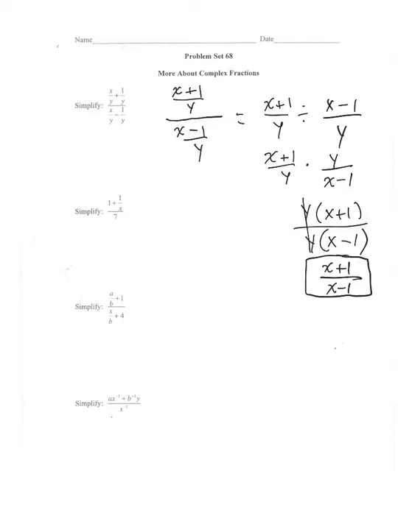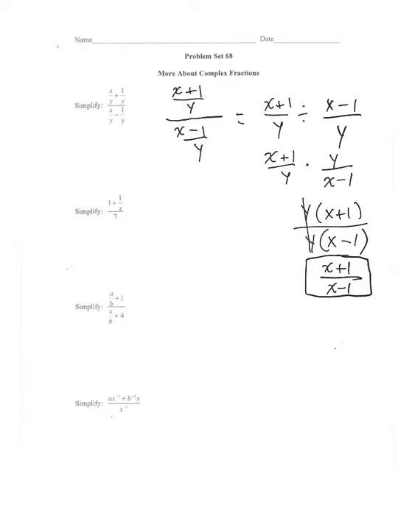Multiply across top and bottom, so we end up with y times x plus 1 over y times x minus 1. And what's interesting is that there's a common factor top and bottom, which is that y. So the y's are equivalent to a 1. Ultimately, when we simplify this, we have x plus 1 over x minus 1. Again, starting with what we know and working through the pieces until we get to something that we can't simplify anymore. All right, let's look at this next example.